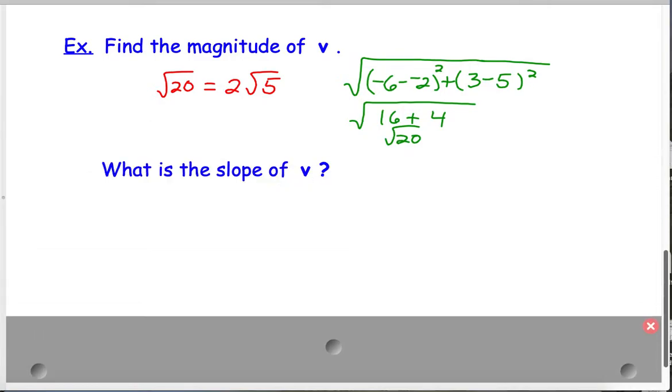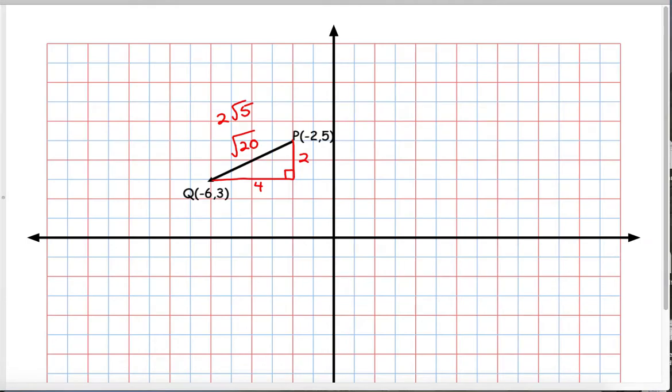What's the slope of this vector? So let's go back and look at it. Well, the easiest way is to count what's the rise over the run. So we want to start at P and go to Q. So we went down 2, that would be a negative 2. And then we went 4 to the left, that would be negative 4. So that's a positive 1/2 slope.